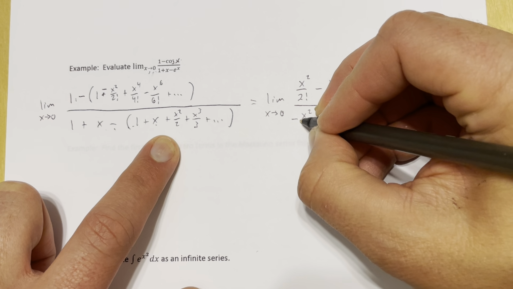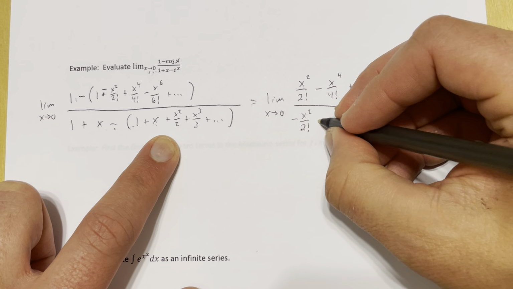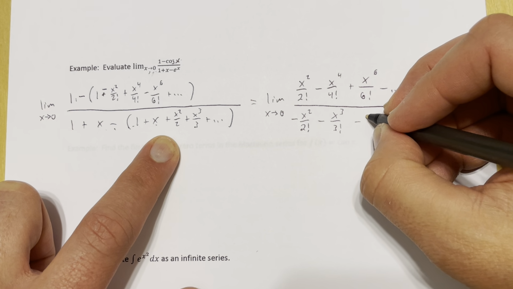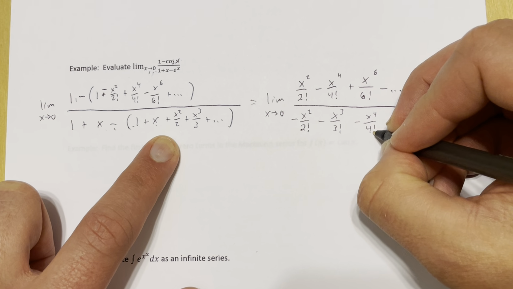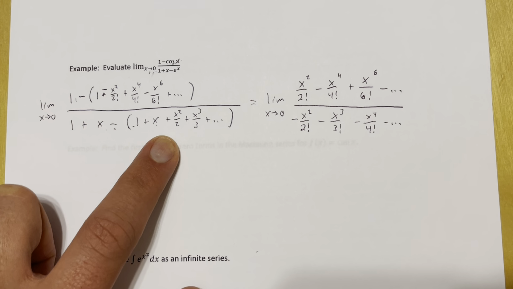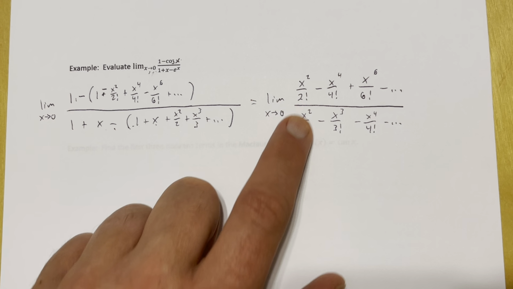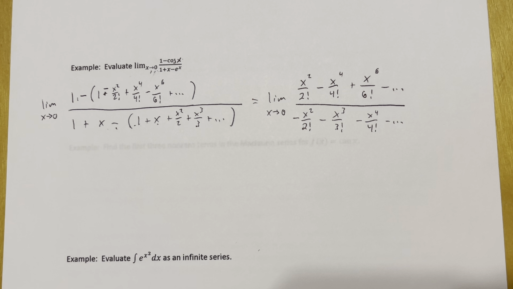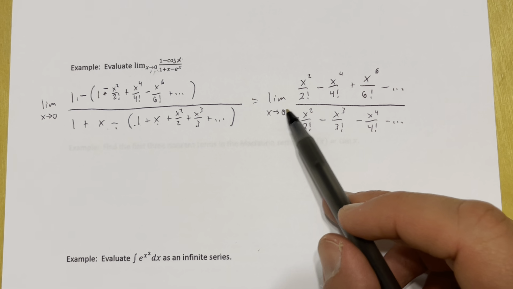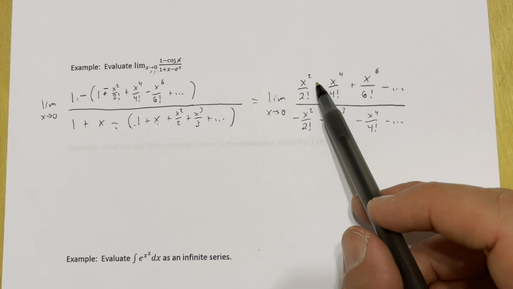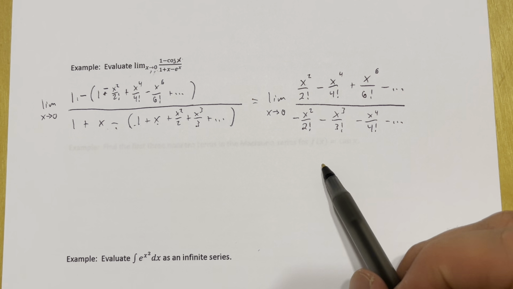Now I have negative x squared over 2 factorial minus x cubed over 3 factorial minus x to the 4th over 4 factorial, and so on. Okay, so now I can evaluate this limit as x goes to 0 of this power series over a power series. And you might be looking at that and thinking, it still doesn't seem to help very much, because if I use direct substitution, I still get 0 over 0.